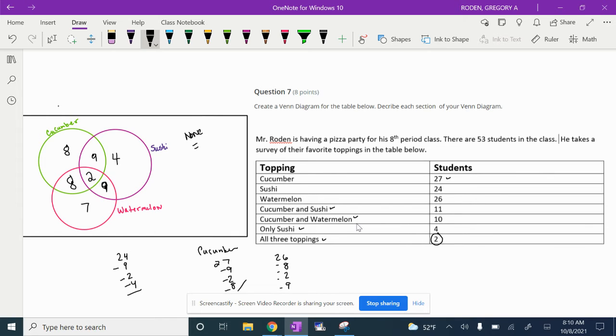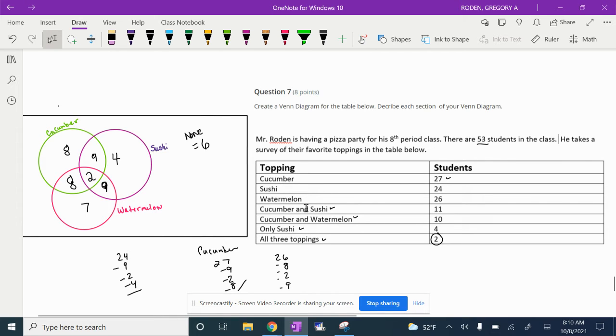Now, how do we figure out the nones? And it's important that you know the nones. Okay, so what you do is you add up all these numbers right here, and then we just subtract them from the total, which is 53. I'll let you do the arithmetic. You add up each little section, subtract from 53, and what we get is 6 left over. So there's 6 students. I can't believe that 6 students wouldn't like at least one of these toppings or more. Okay, and that's how we would do this one.